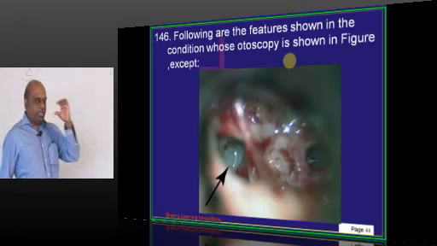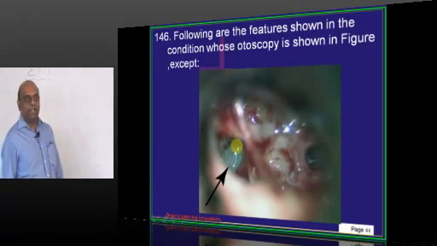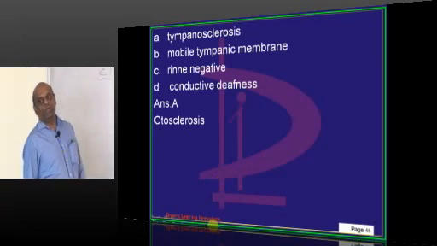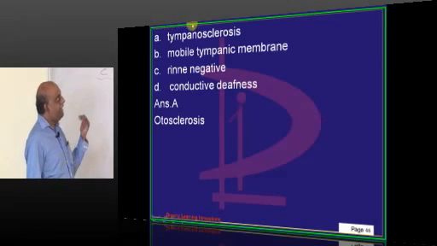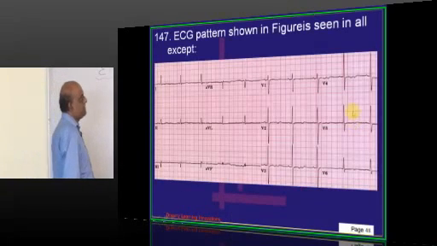Now, when you have seen through otoscopy a typical blue flamingo color of the tympanic membrane, the foot of stapes, is the classical feature of otosclerosis. In that you have a mobile tympanic membrane, Rinne is negative, conductive deafness is found. So these are the classical features.